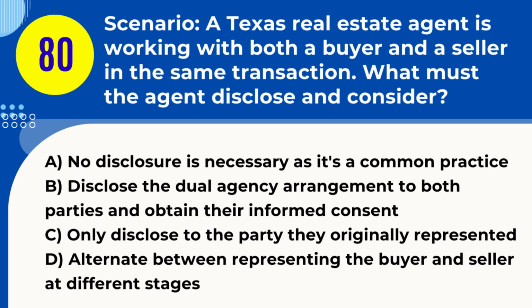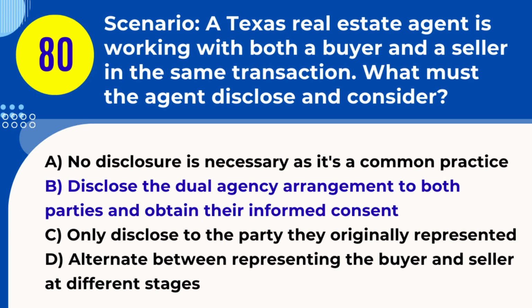Question 80. Scenario: A Texas real estate agent is working with both a buyer and a seller in the same transaction. What must the agent disclose and consider? A. No disclosure is necessary, as it's a common practice. B. Disclose the dual agency arrangement to both parties and obtain their informed consent. C. Only disclose to the party they originally represented. D. Alternate between representing the buyer and seller at different stages.